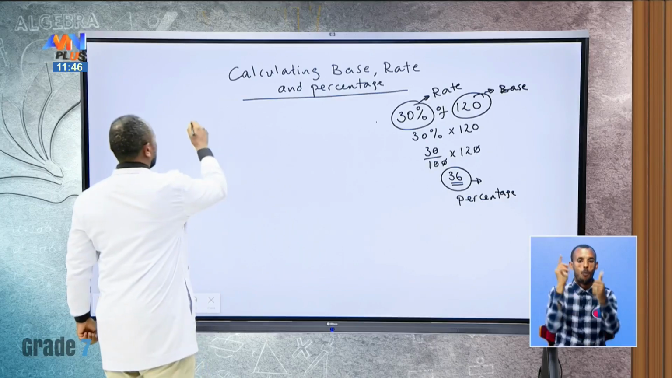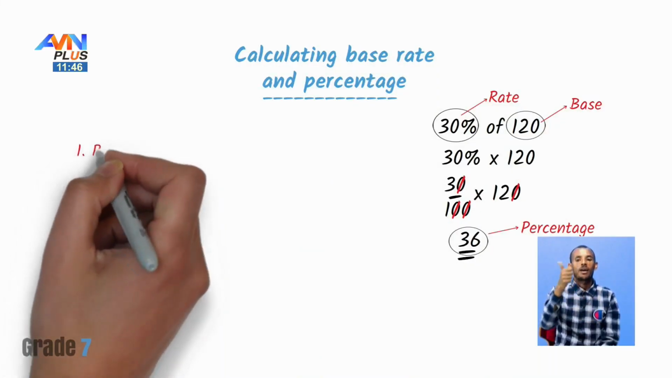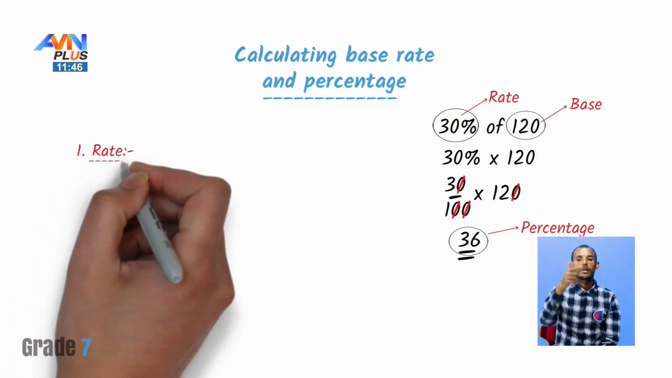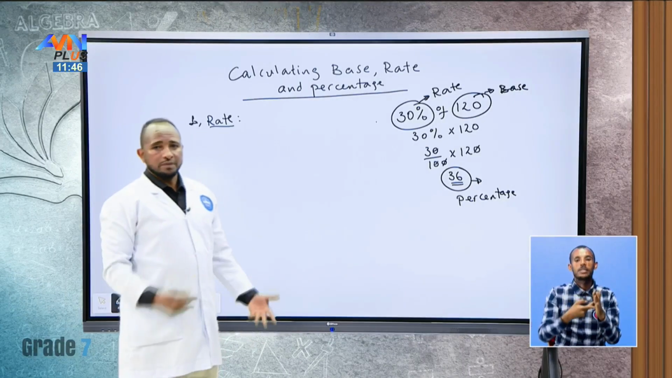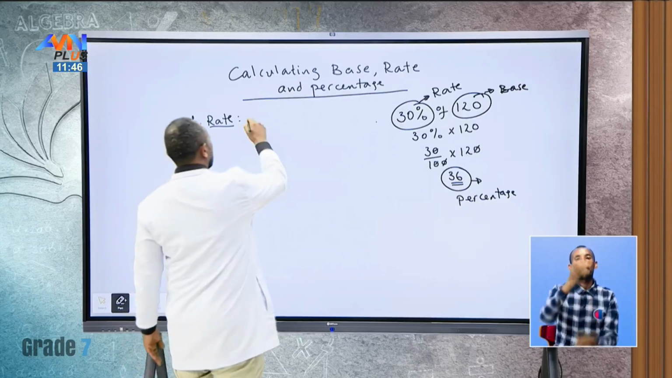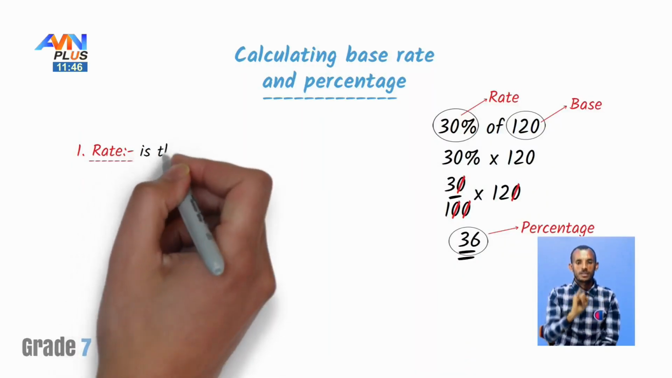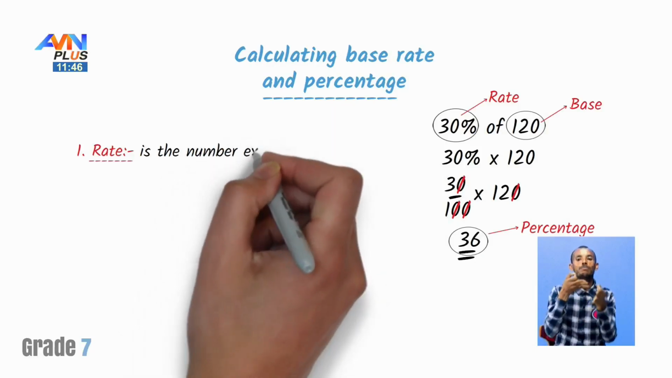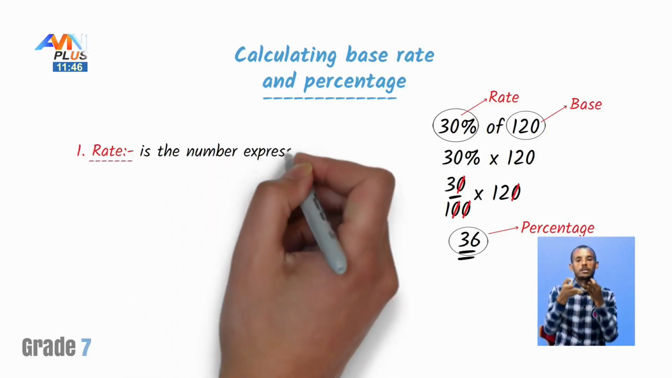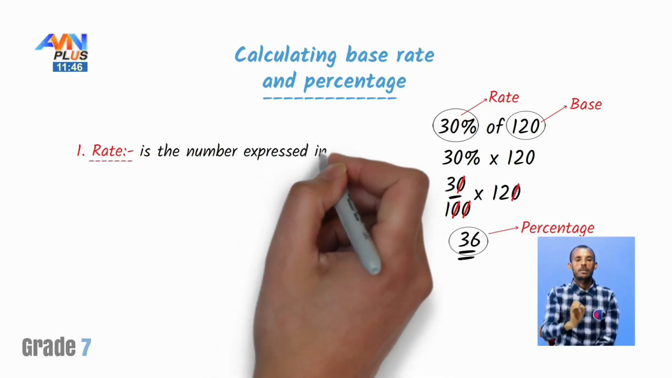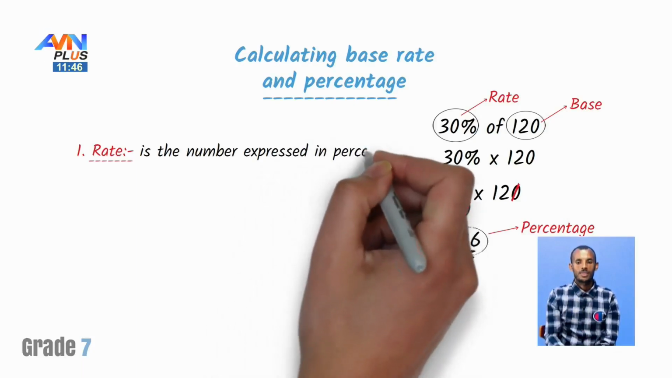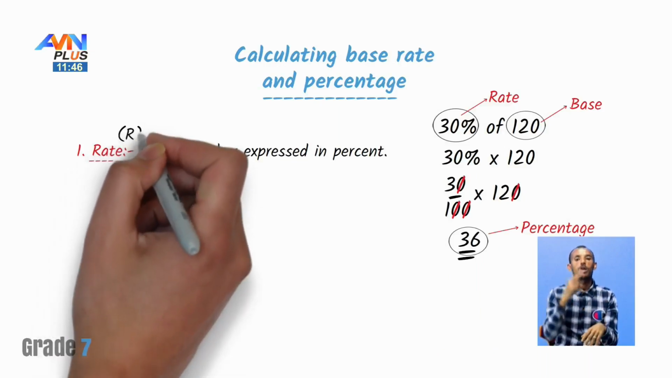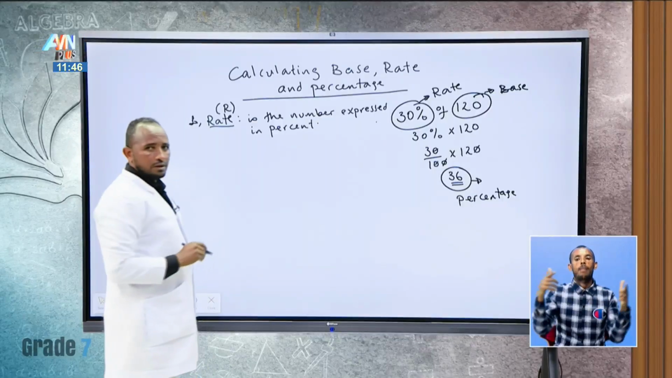Therefore, here, let's define these terms. One, rate. Rate is a number which is expressed in percent. Simply, rate is the number expressed in percent. We call it a rate. Most of the time, we use the symbol R, capital R, for rate.